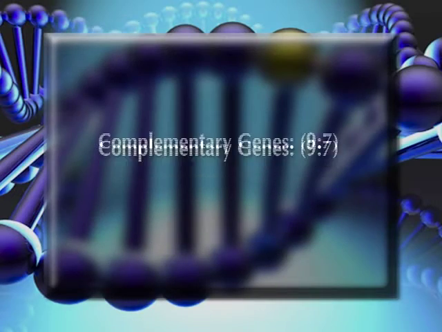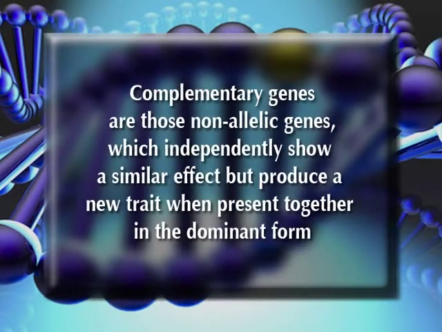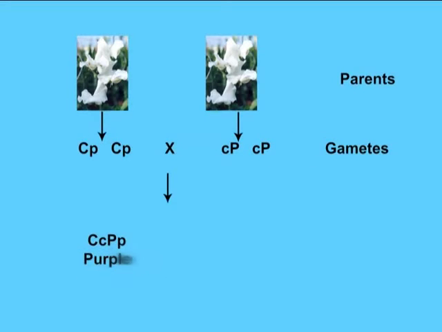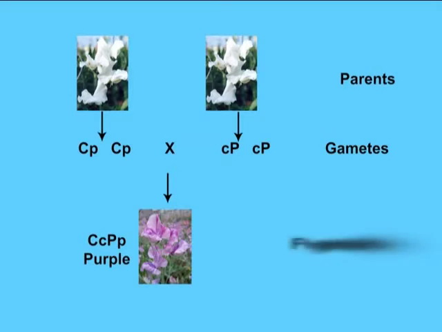Number 2. Complementary genes. Complementary genes are those non-allelic genes which independently show a similar effect but produce a new trait when present together in the dominant form. Flower color in sweet pea. Sweet pea has two strains of white flowered plants. If the two pure breeding strains are crossed, they produce plants with purple colored flowers.